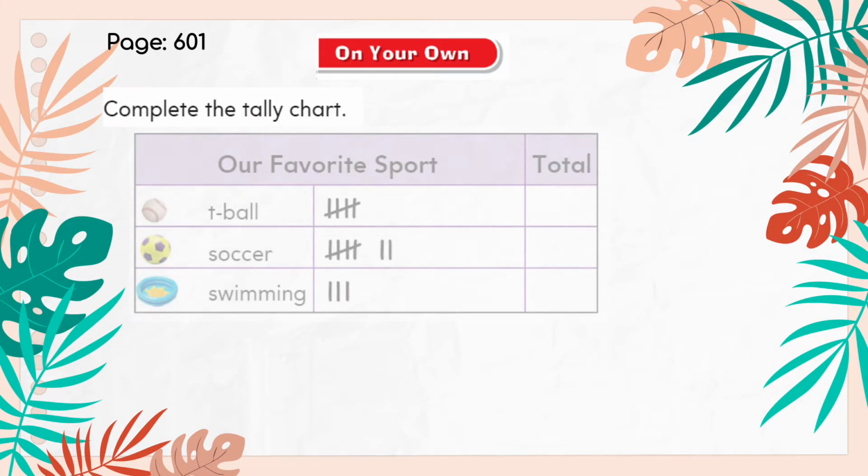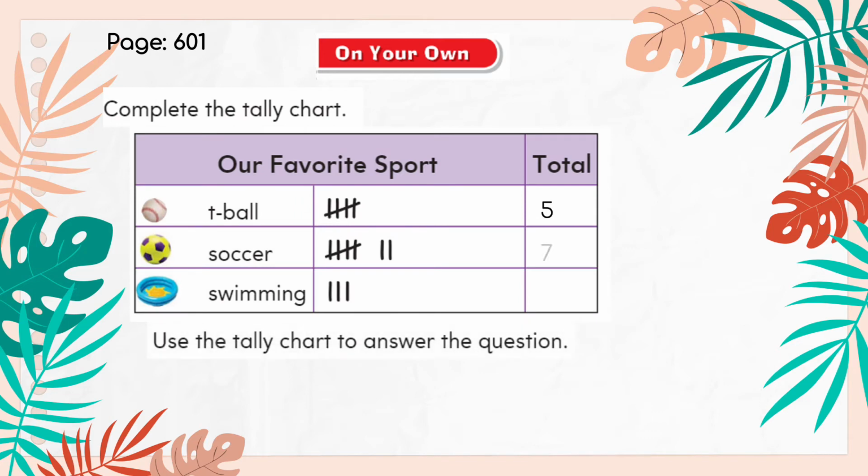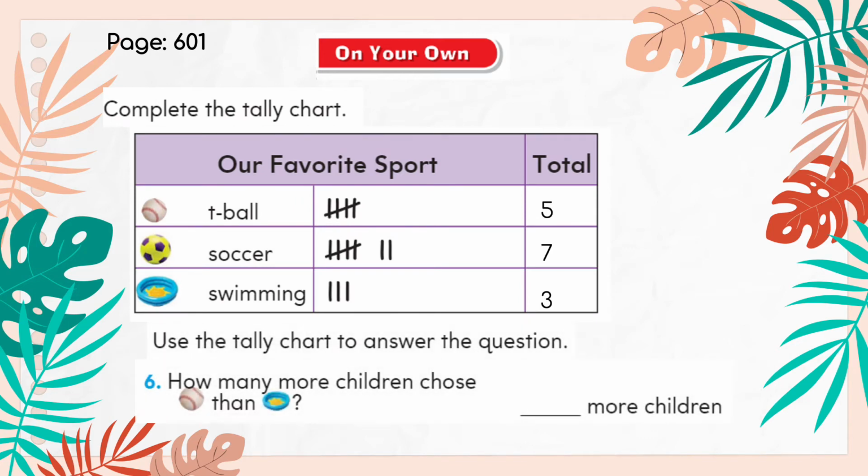Now let's look at the next question. How many more children chose t-ball than swimming? So what you're going to do is subtract 3 from number 5. So 5 minus 3 is 2. So 2 more children chose t-ball than swimming.